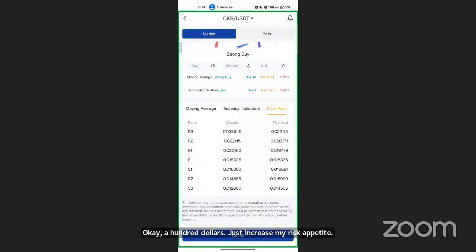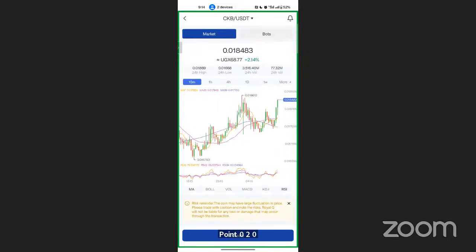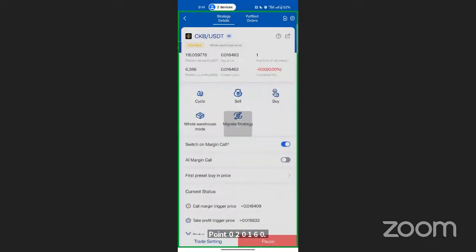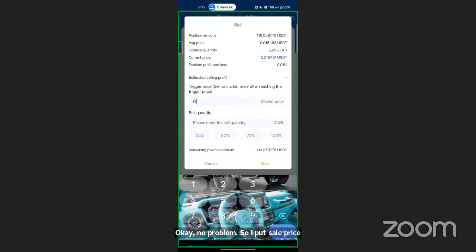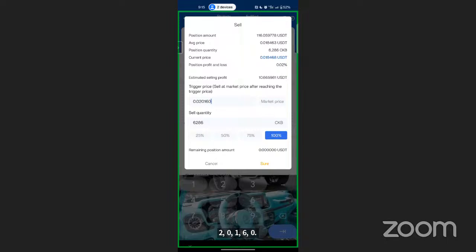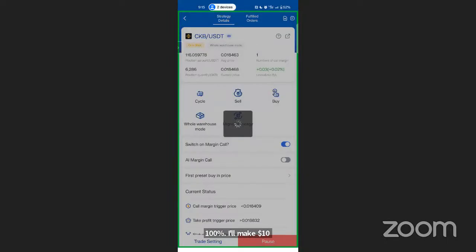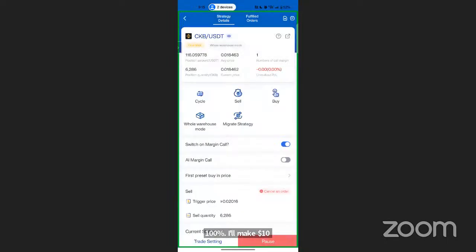Pivot. It is 0.020160. Okay, all right, no problem. So I put the sell price. I enter the price 0.020160. 100%, I will make $10. So this is going to be my selling price.